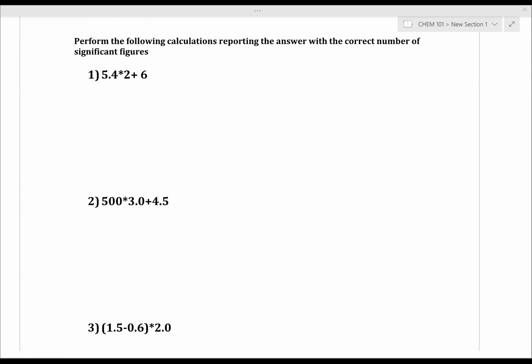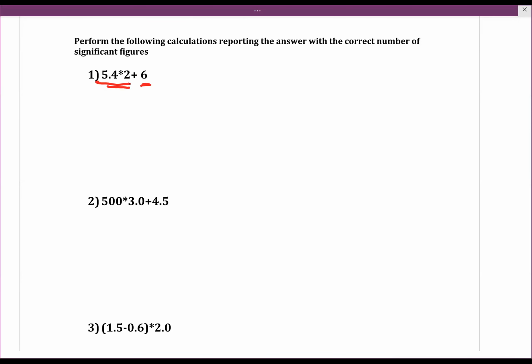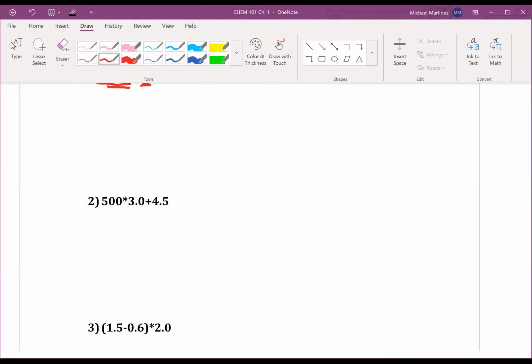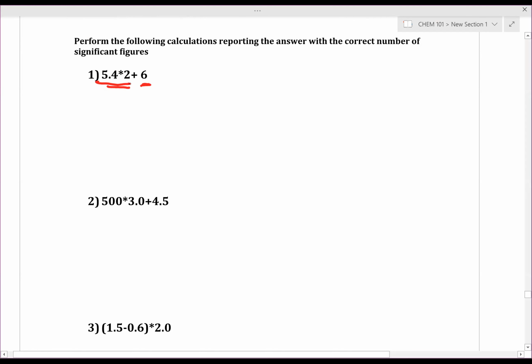So let's talk about this next example. Looking at this problem, we have a multiplication operation followed by an addition operation. So let's compute this out. First things first, we're going to handle things in order of operation, and the first operation that we have to do is multiplication. So we have 5.4 times 2.